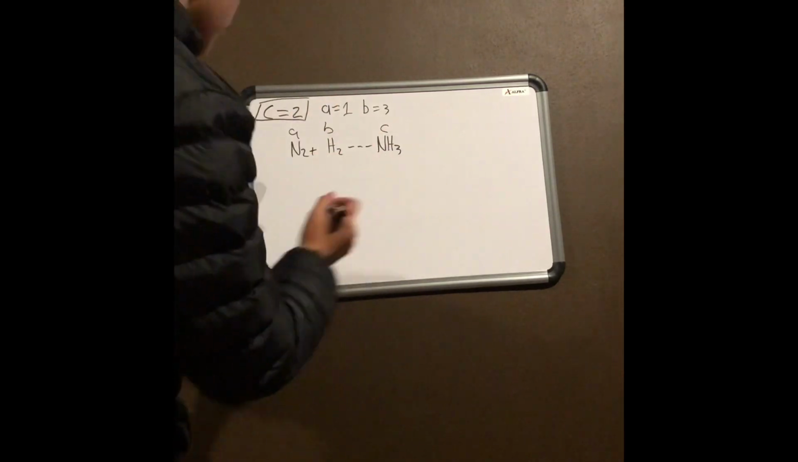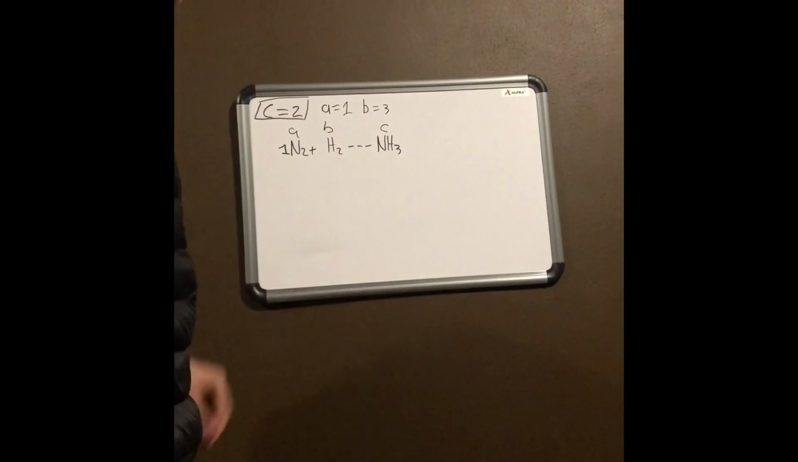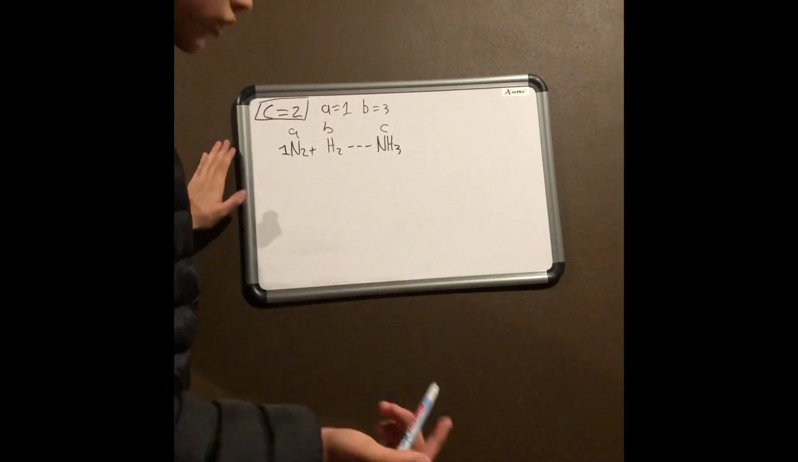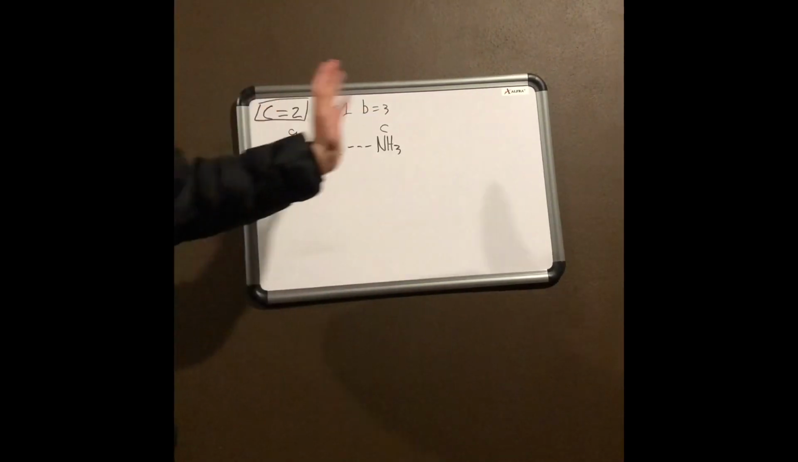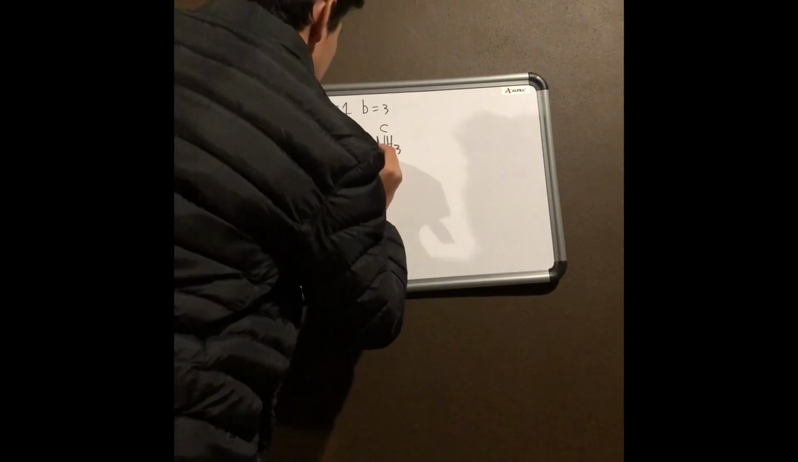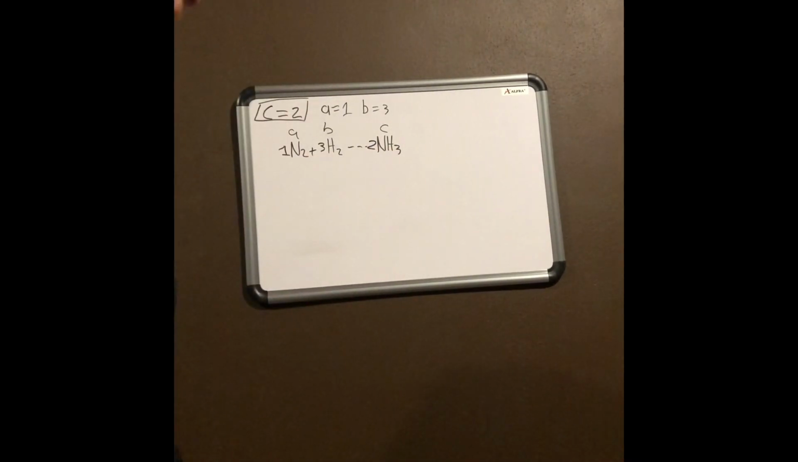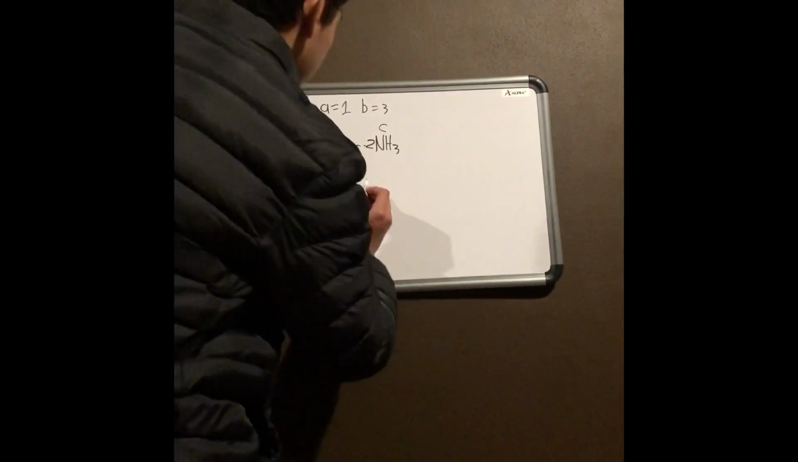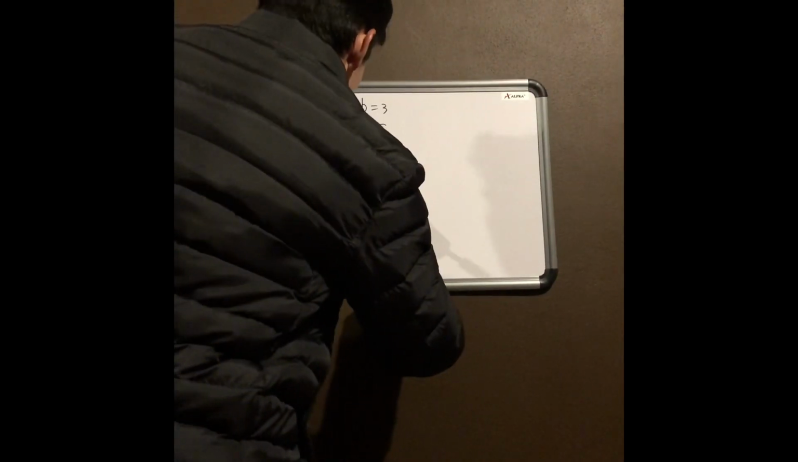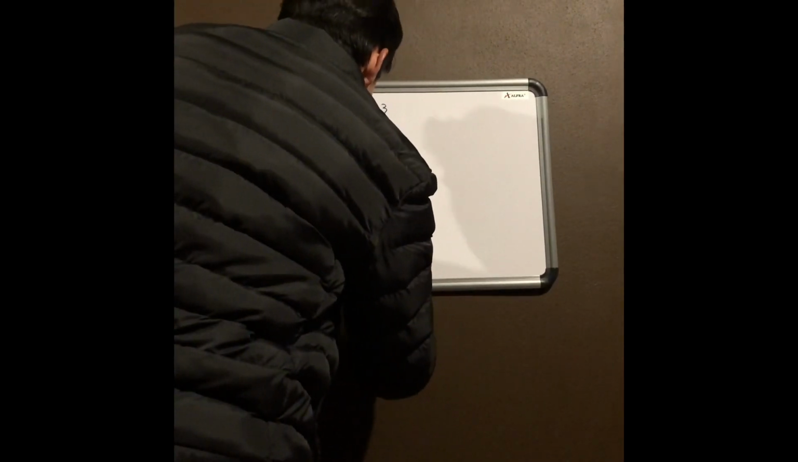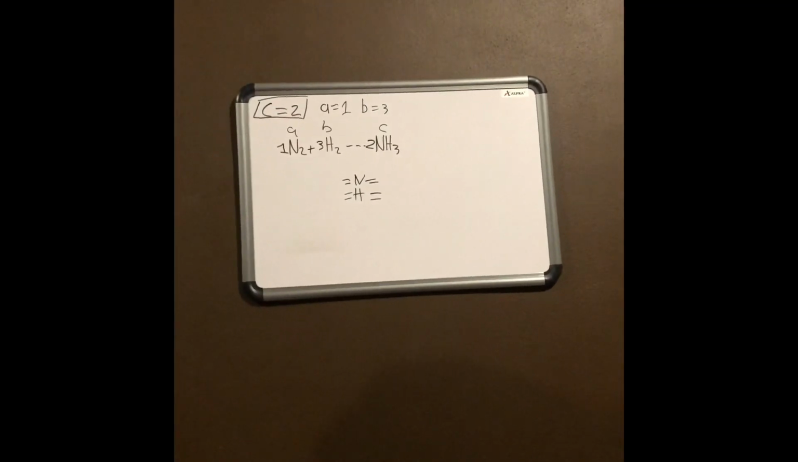A equals 1, so we're going to write the number 1 right here. Now we have B equals 3, so we're going to add the number 3 right here. And C equals 2, so I'm going to add the number 2 right here. We could say that's it and it's already balanced, but we have to prove that it's balanced. So we have to write the N for nitrogen and the H for hydrogen. This is when we prove if our equation is well balanced.